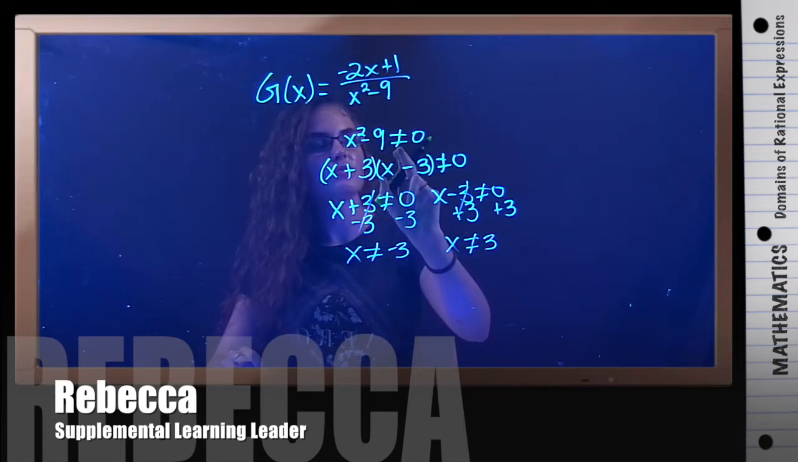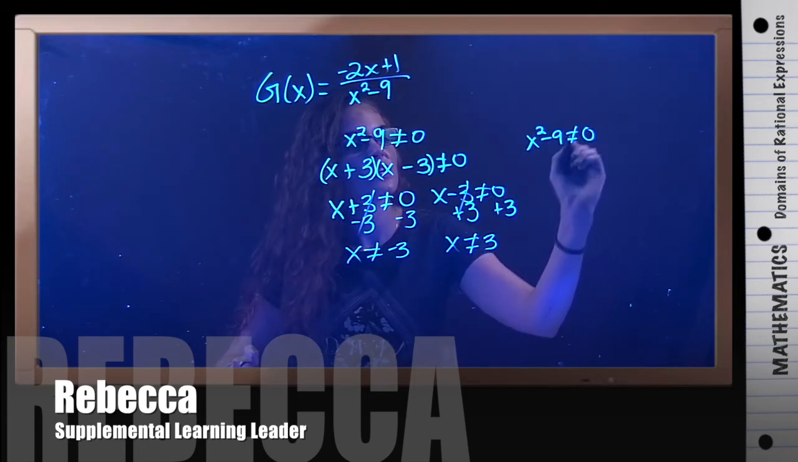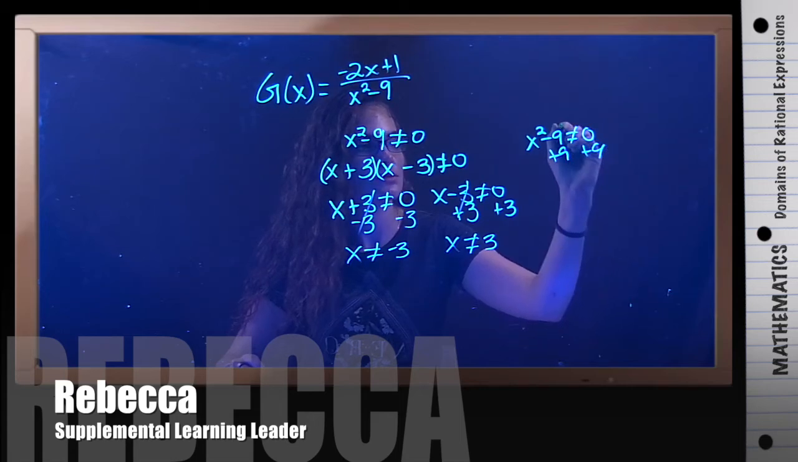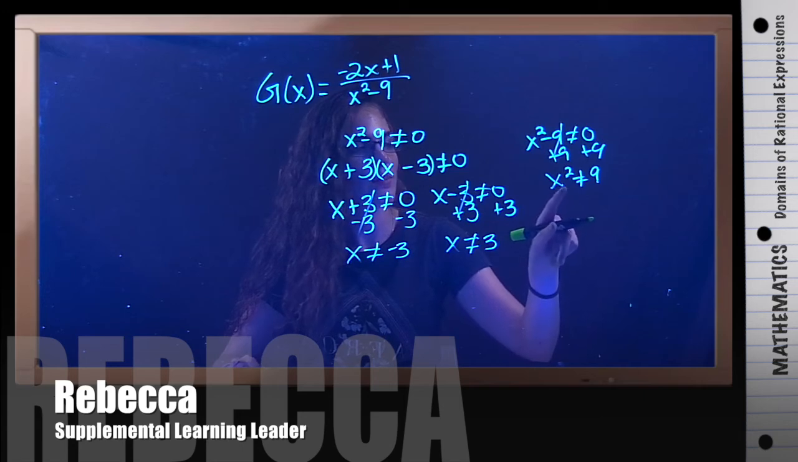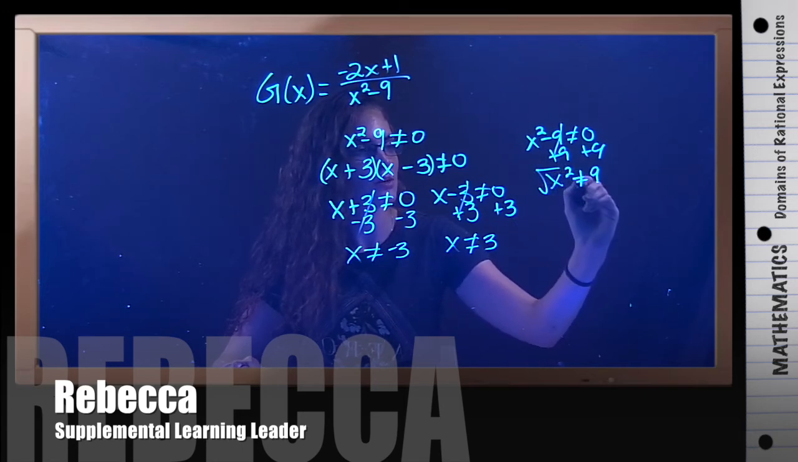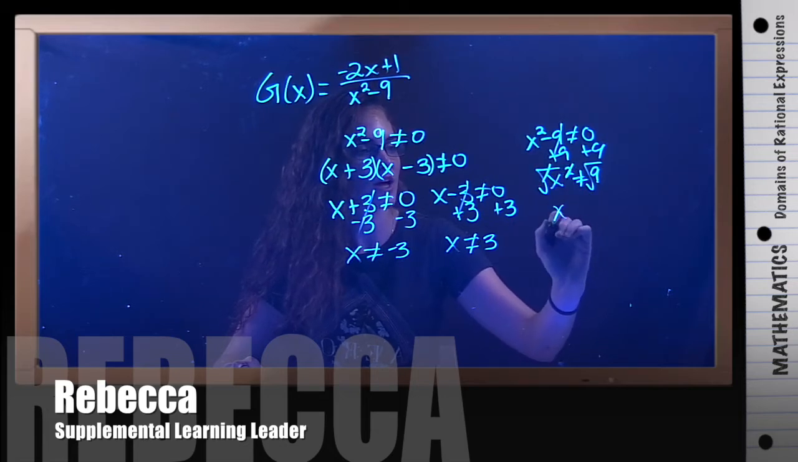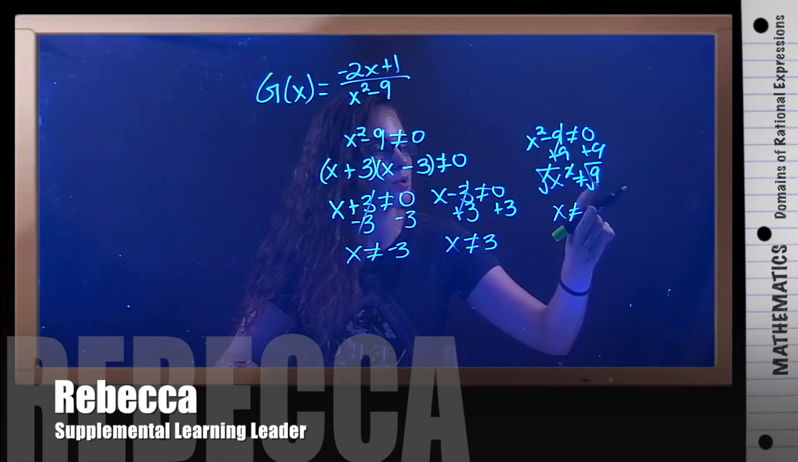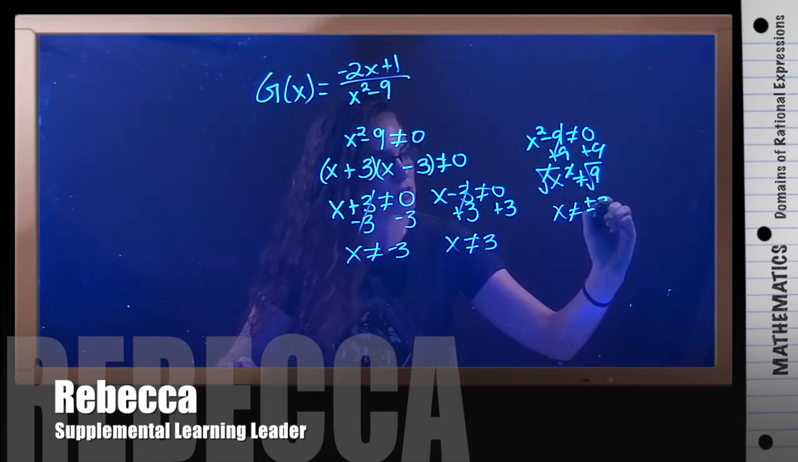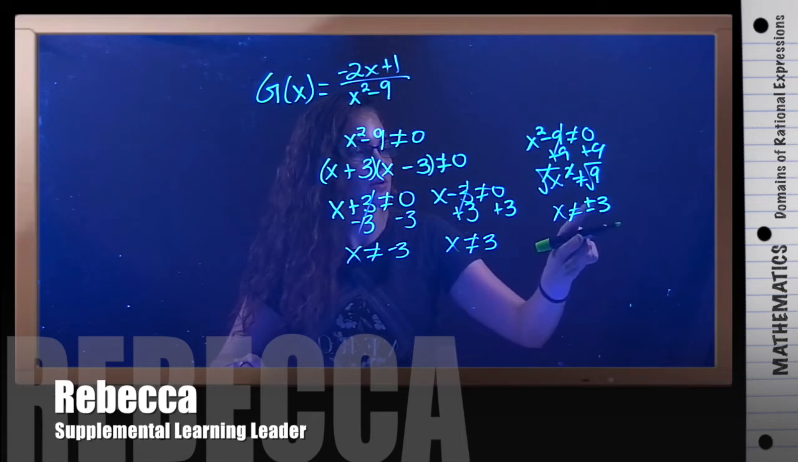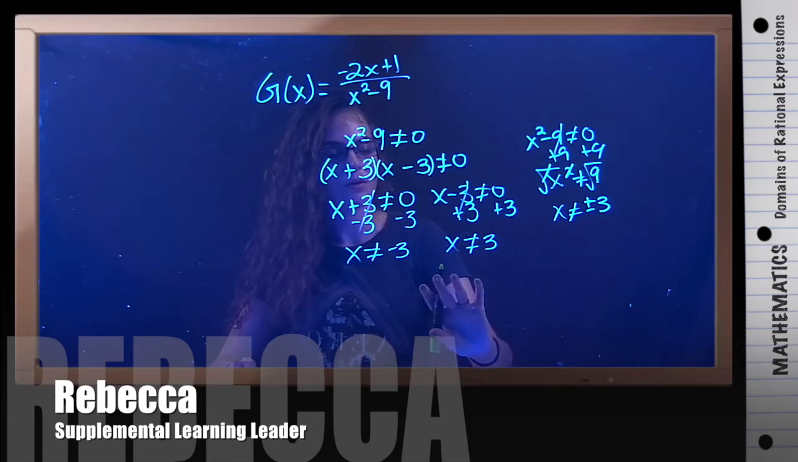We could also solve this using the square root method. If we add 9 to both sides first, and then the opposite of squaring something is square rooting something. So if we square root, this square and the square root will cancel out, and we'll have x does not equal, but we have to remember to add a plus or minus. The square root of 9 is 3. So x cannot be the positive 3 or negative 3. So we get the same answer either way.